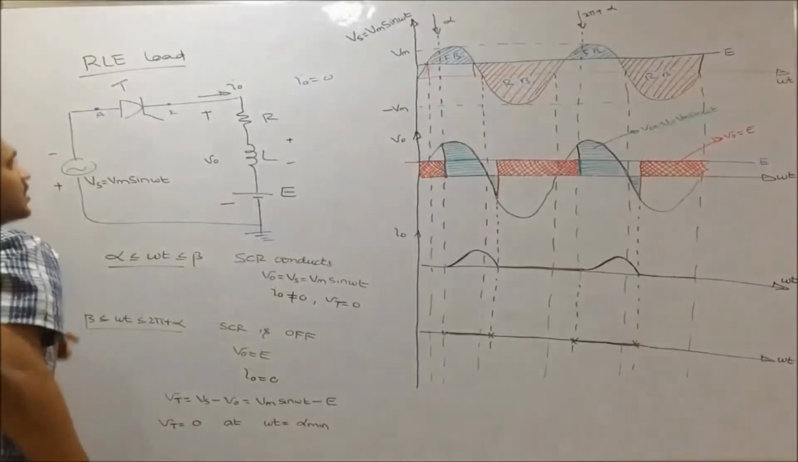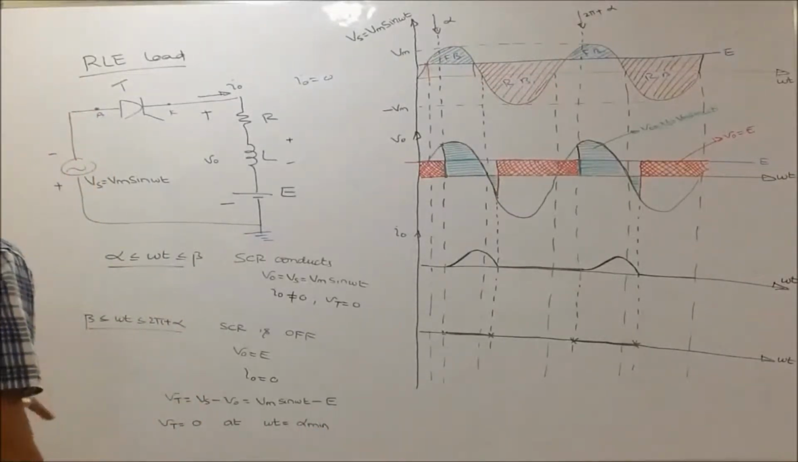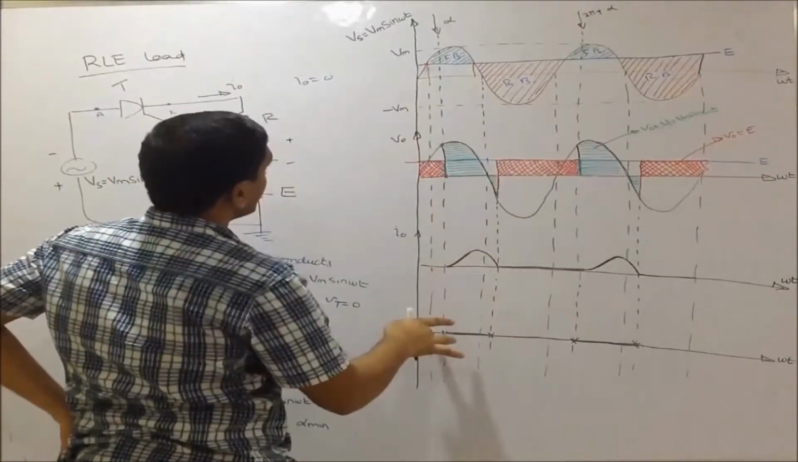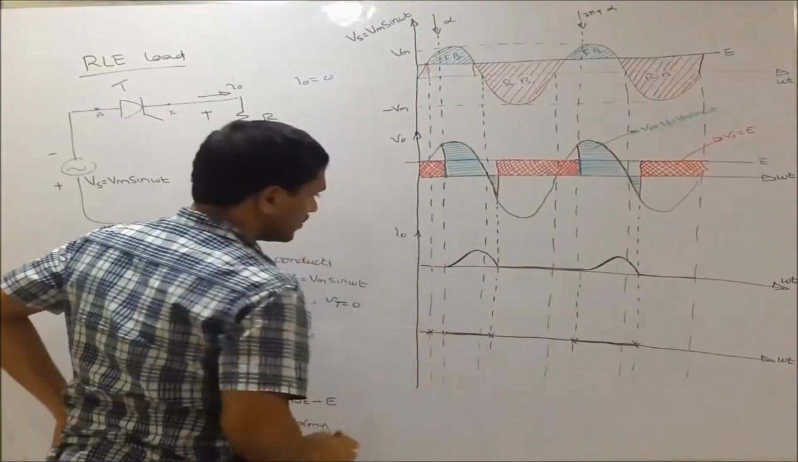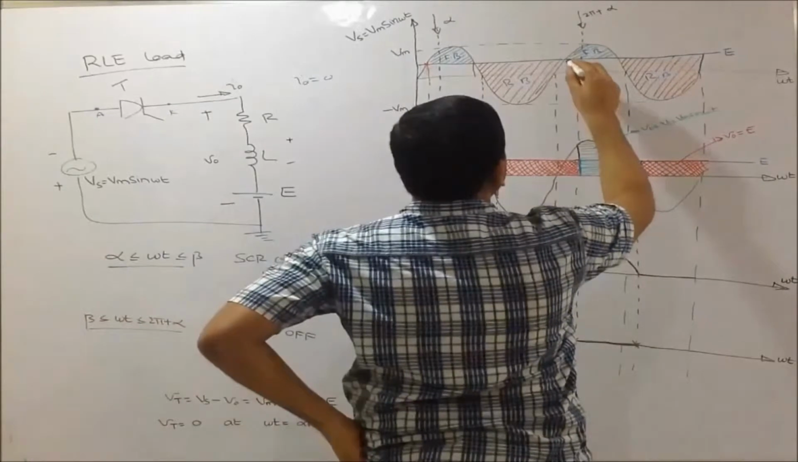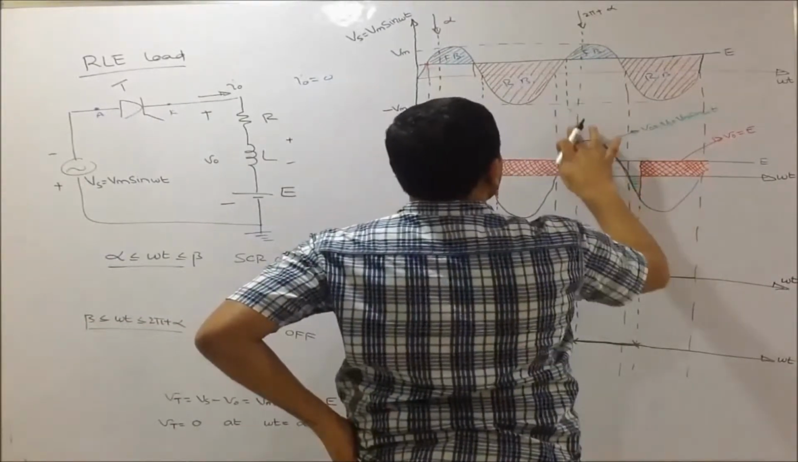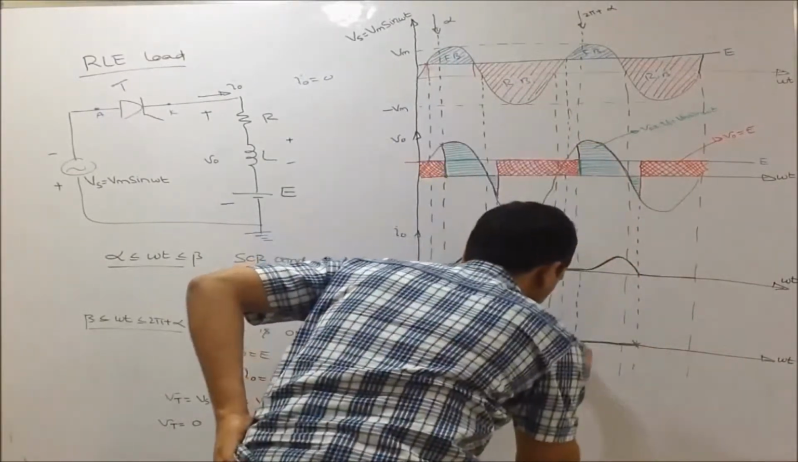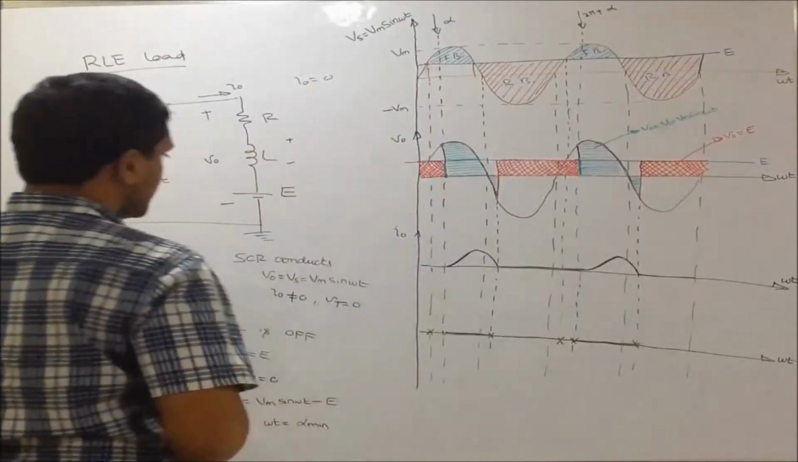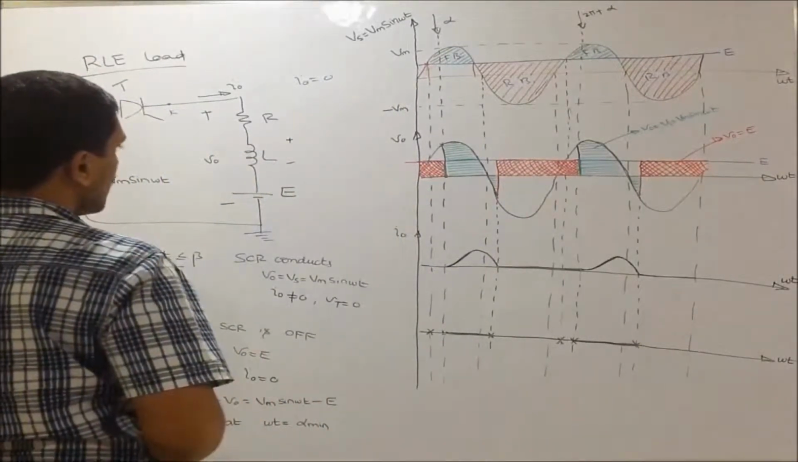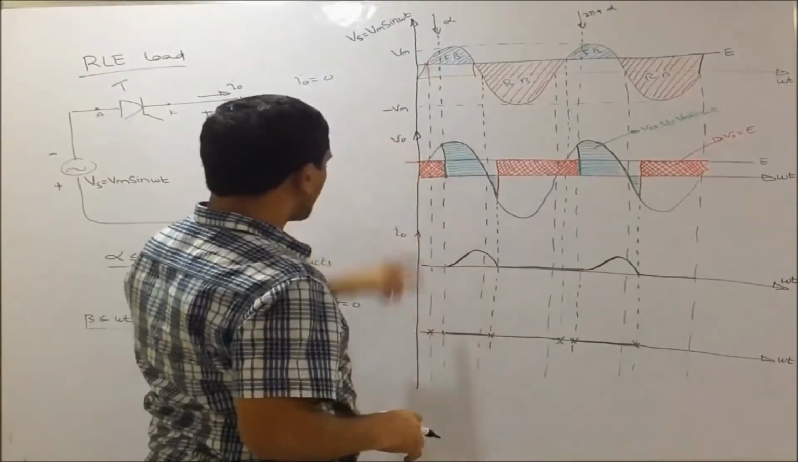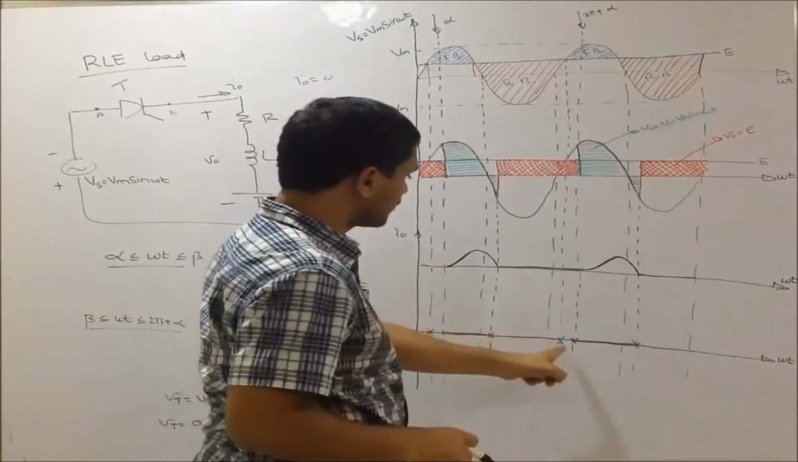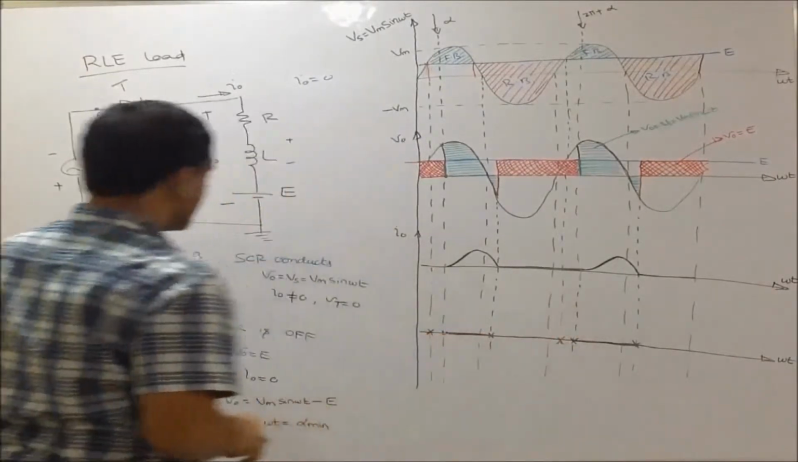This case we have seen for the RE load. When I take alpha minimum, the voltage across the thyristor is 0. Here it is 0. And from alpha minimum to alpha, it is forward biased.